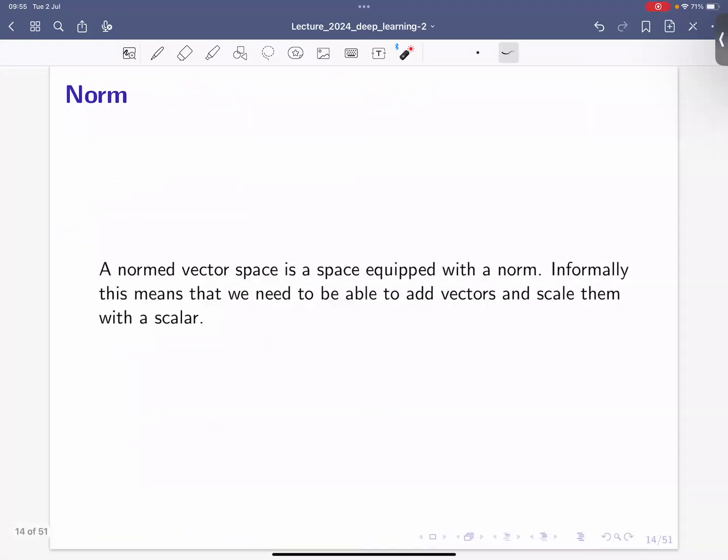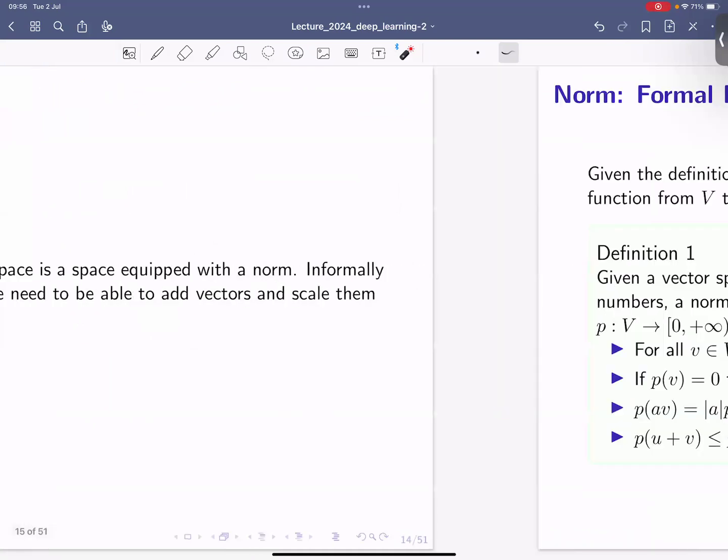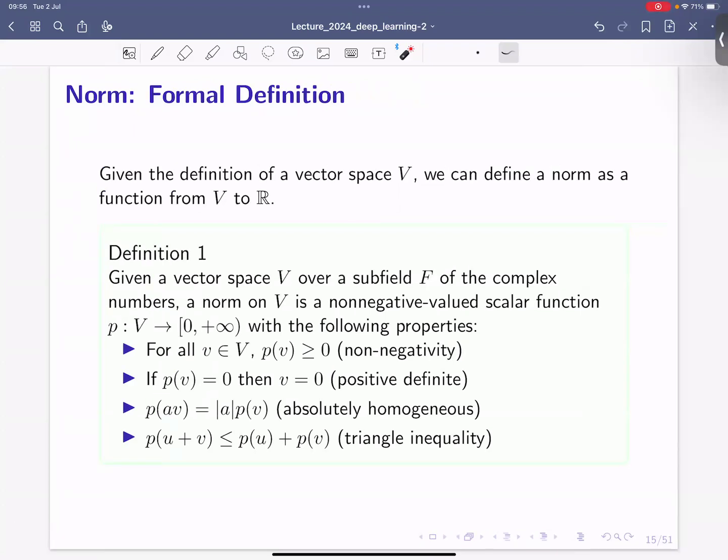Okay. So once we have a vector space, we typically want to equip it with a norm. So this norm is something that will allow us to essentially measure certain quantities in this space. So let's look into it more formally. So a norm is defined again for a vector space, which we denote by V. And this norm is going to be a function from this vector space V to the set R, to the set of real numbers.